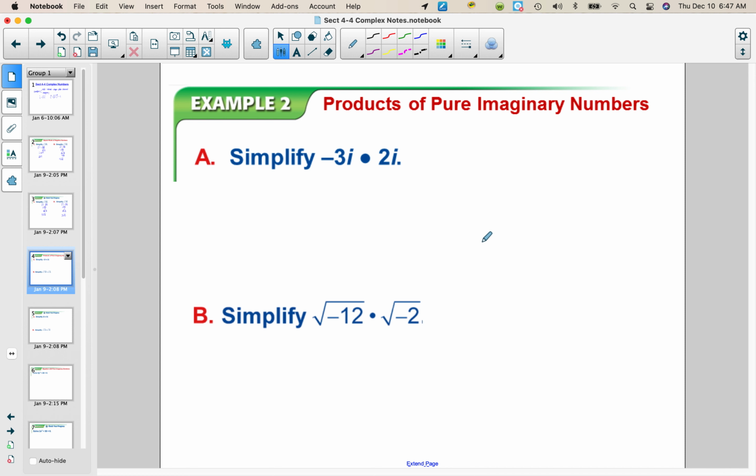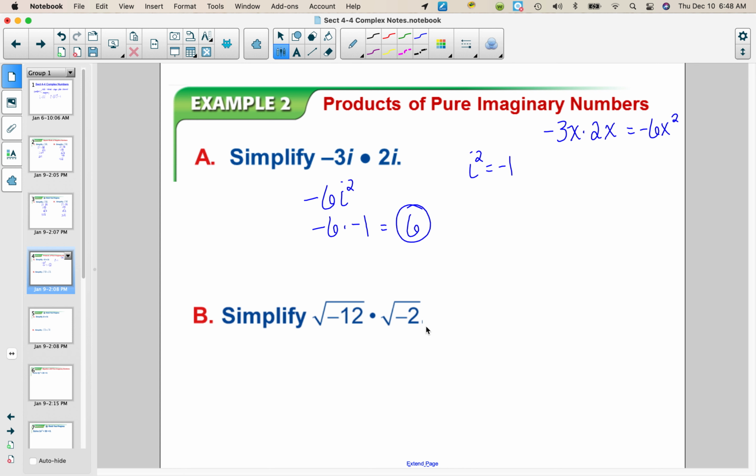So we can multiply. Now remember, i is a number, it's not a variable. But just like you could do -3x times 2x, and you would get -6x squared. Remember, i is a number. It's the square root of -1. It's not a variable, but it works the same way. So we can just multiply this. We get -6i squared. However, we have to remember that i squared equals -1. So anytime you see an i squared, we're going to change that. So it's going to be -6 times -1, which is +6.